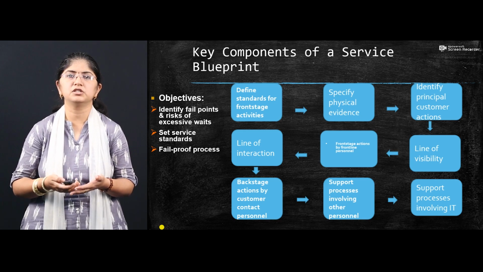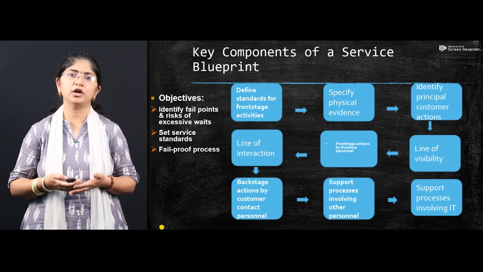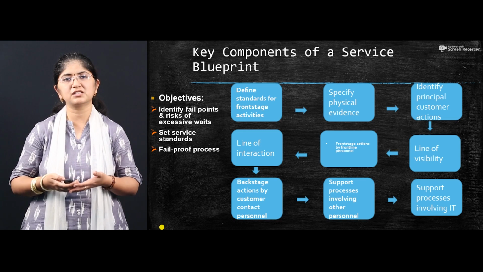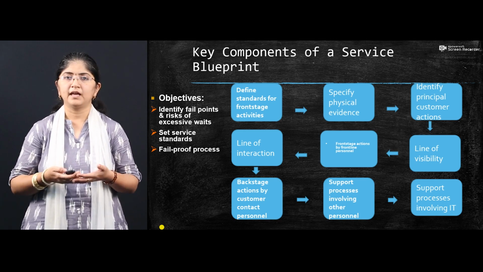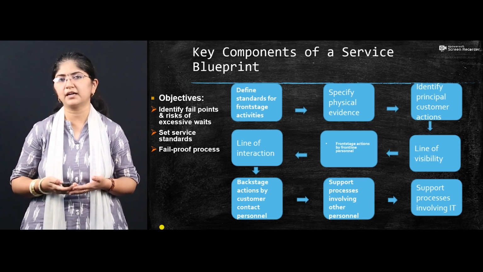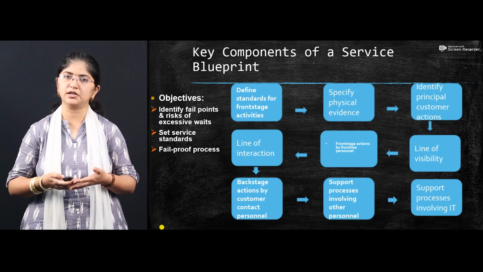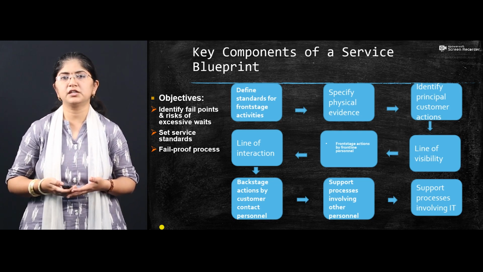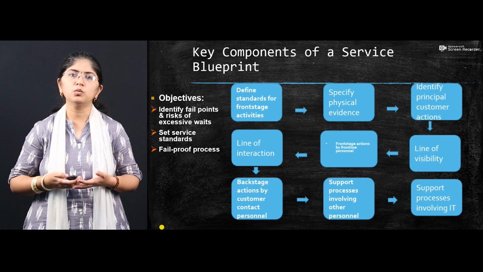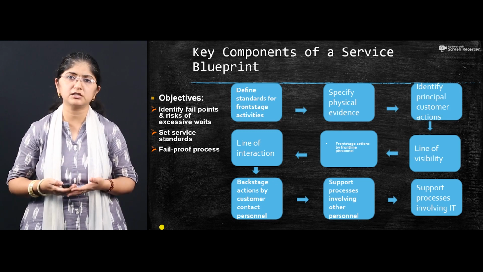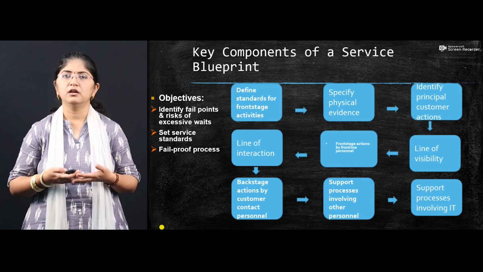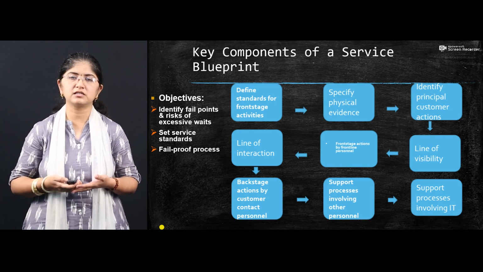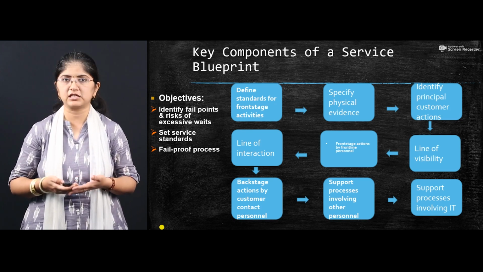That's your line of visibility. When your frontline employees talk with the backstage operations, that's the line of interaction. And the backstage operations are always backed up with the people and the IT systems that you have. The objectives behind blueprinting are that we want to reduce the number of failures and the waiting time. We want our service to be standardized and we want a fail-proof process.